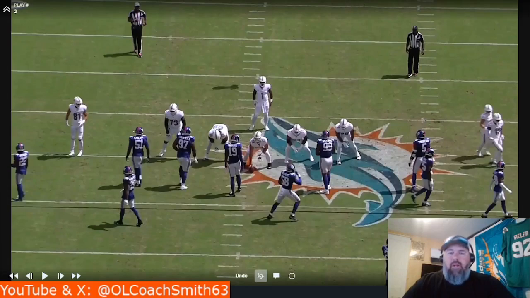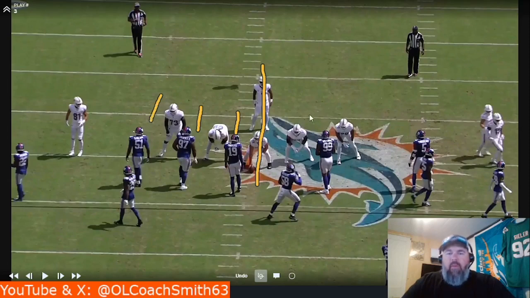Okay, let's start out by looking at half slide protection. So the basic idea here is that we're going to split the formation in half. This is going to be a slide right. So on the right side of the line, they're going to be in a zone protection concept. So Connor Williams will have his backside gap, Robert Hunt, his backside gap, and Austin Jackson will have his backside gap.